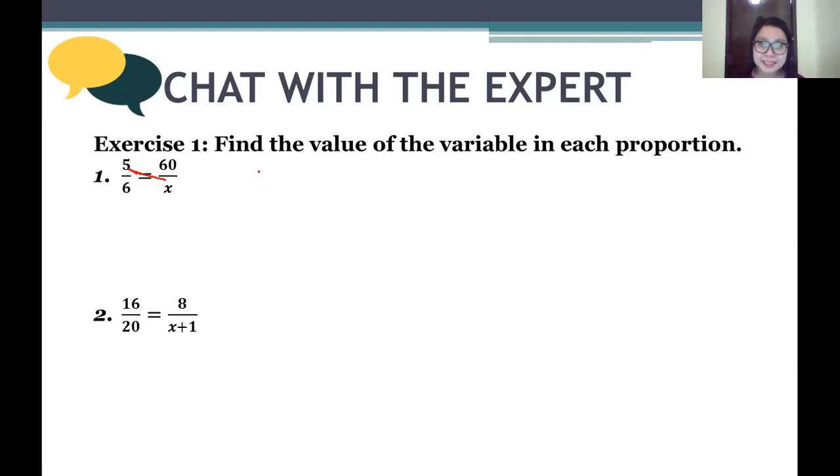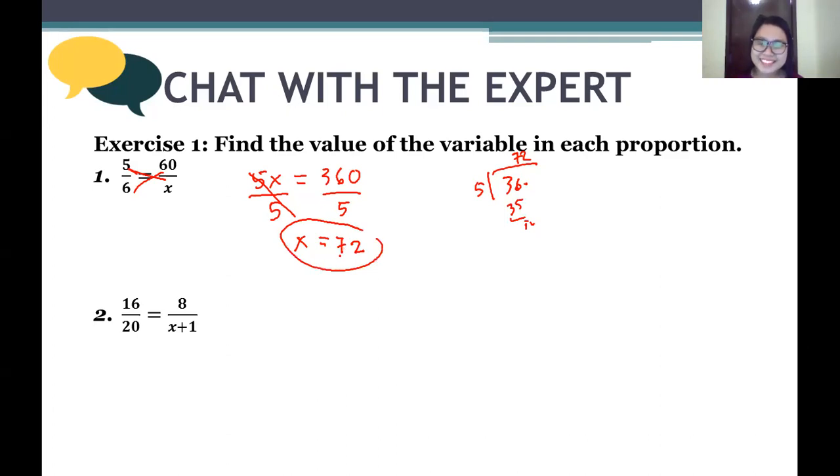5 times X is 5X. 6 times 60 is 360. Divide all by 5. So X is equal to, what's the answer? 360 divided by 5. That's 72. So X is equal to 72. Okay? Now let's go to number 2.